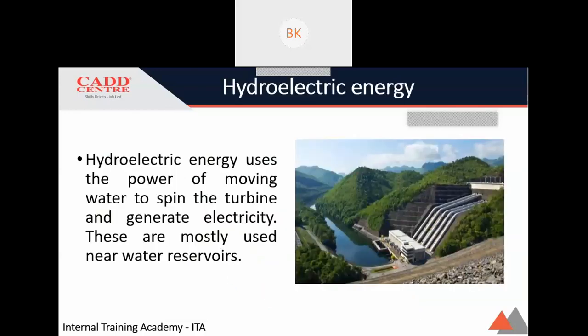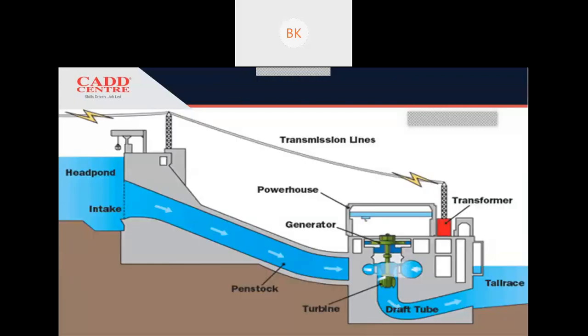Then hydroelectric energy. Whatever the power of moving water is, the flowing of water, that can be used to rotate the turbines, and that will generate the electricity. Okay, so basically this is the thing, right? Some reservoir is there which is at some height, the gate will be opened over here, and the water will start flowing. Now because of gravity, the speed of the moving water will increase, and then it will go to this draft tube. Here the turbine is there, again this turbine is rotating, which is connected to the generator, which creates the electricity. And whatever the rest of the water is, it will go out.